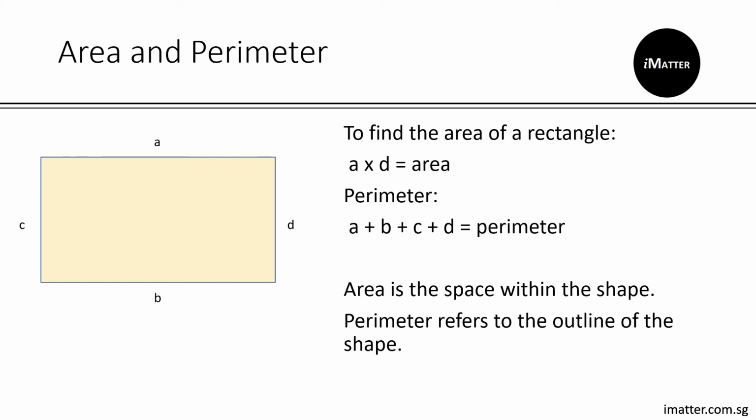The perimeter is the outline of the shape itself, the black lines, which is A plus B plus C and D, giving you the perimeter.